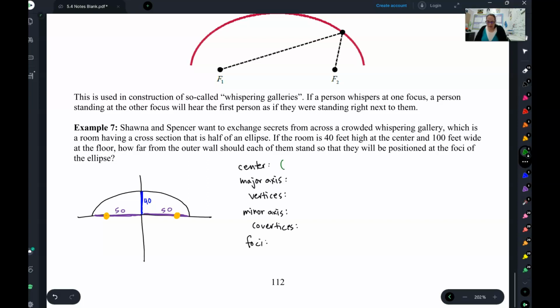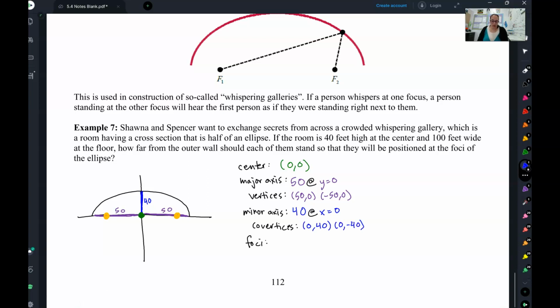So from my picture, I know my center is the origin. I know my major axis is 50 and my minor axis is 40. And my major axis is at y equals 0. My minor axis is at x equals 0. So my vertices are at (50, 0) and (negative 50, 0). And my co-vertices are going to be at (0, 40) and (0, negative 40).